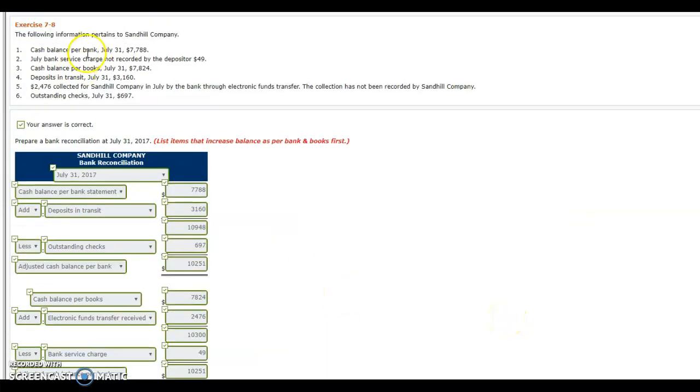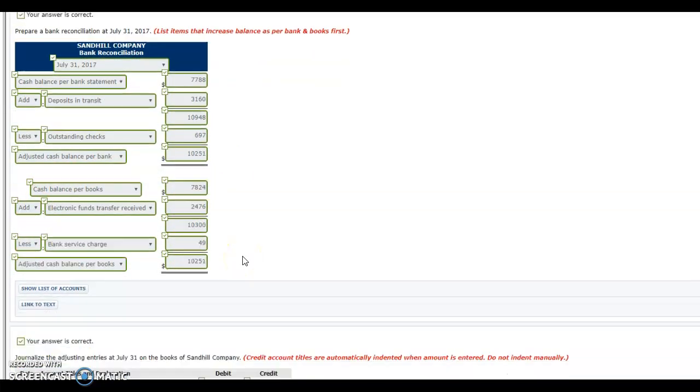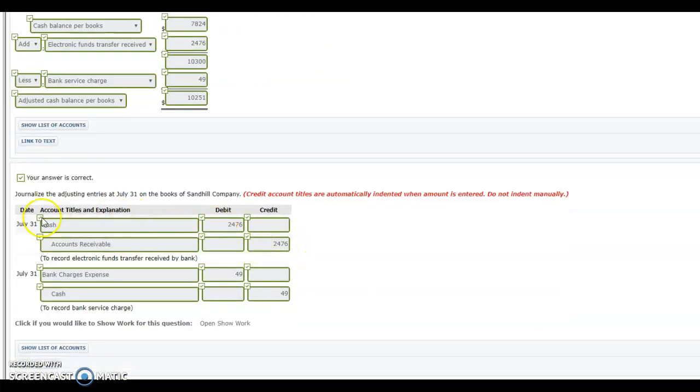So this is recording information to the bank and making sure it balances, information that they don't have yet, and then recording it in our books with debiting cash and crediting accounts receivable for the electronic funds transfer, and then debiting the bank charge expense and crediting cash for the bank service charge.